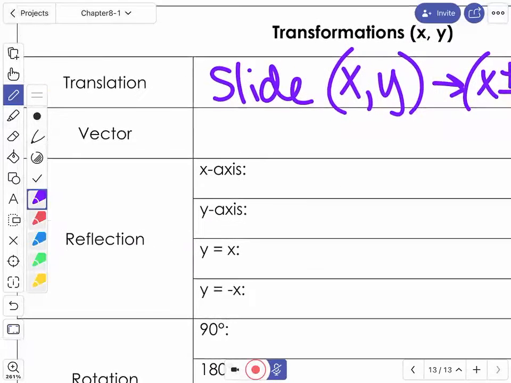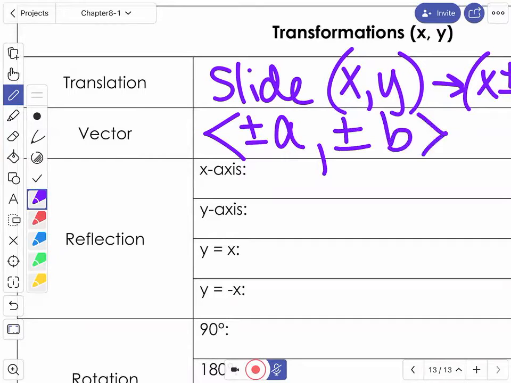Now, there was a special kind of translation that was the vector, and it was a special way to write that rule. So this one said specifically, we don't need the x part or the y part. We can jump straight to the plus or minus, whatever the number is, whatever that movement is. And so that was our way to write a vector rule for translation.